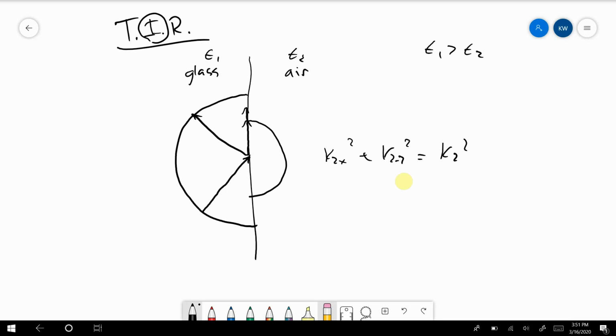Sorry, that should have been a little bit longer. K2x beyond the critical angle is a little bit bigger than K2. So if this value is bigger than the value on the right, then K2z has to be negative, which means that Kz is imaginary, and all sorts of interesting things happen in that case.